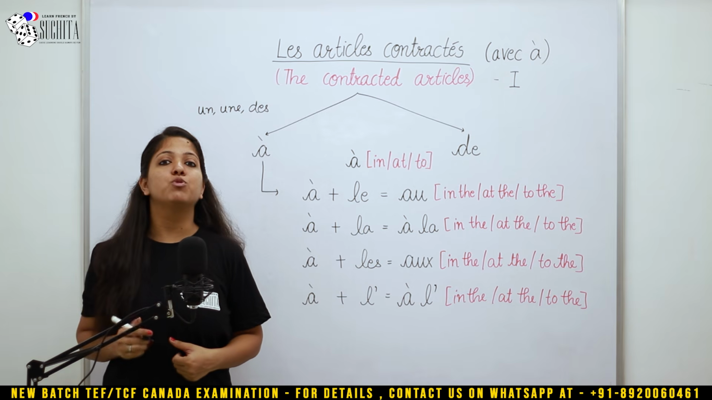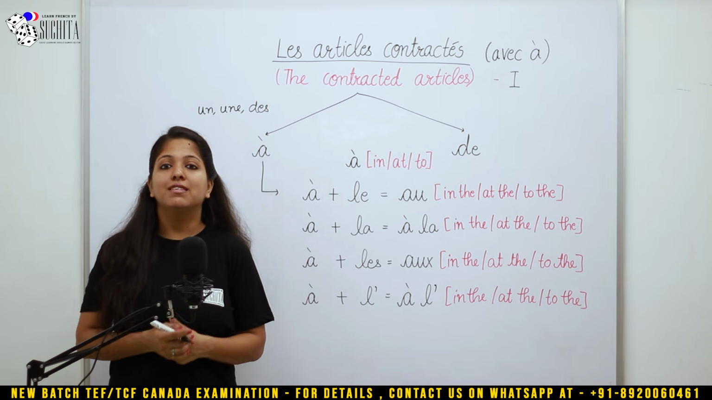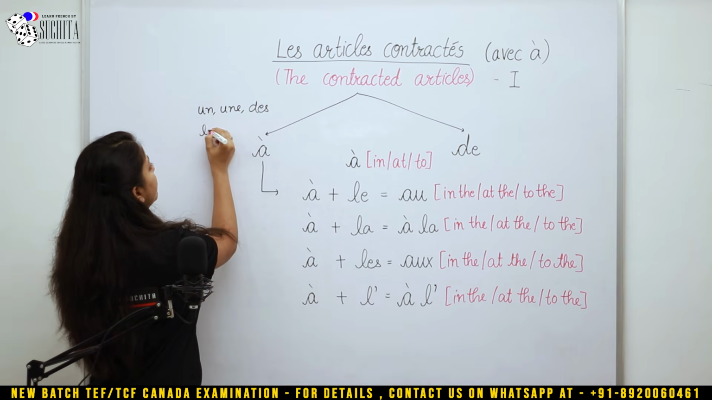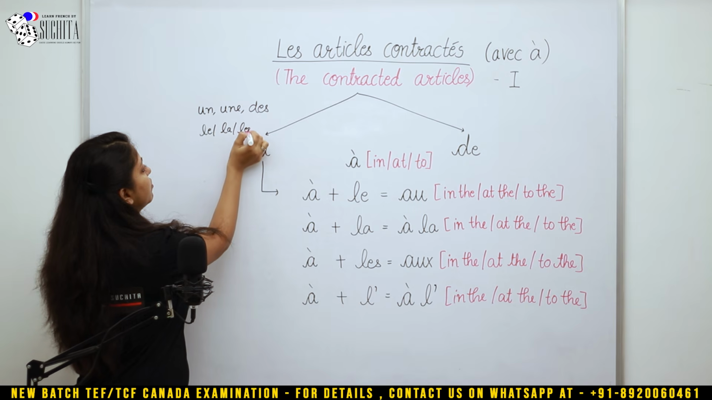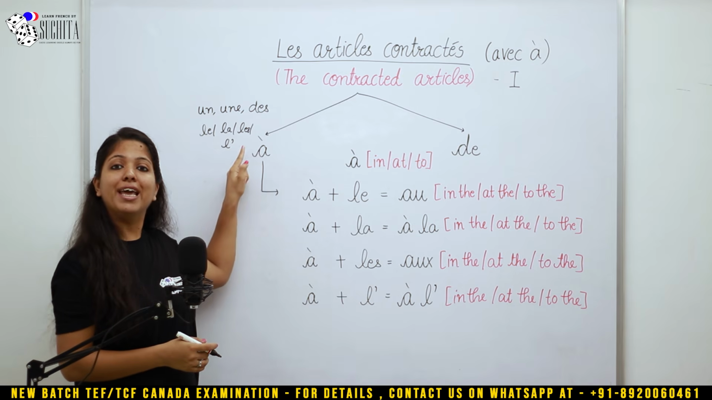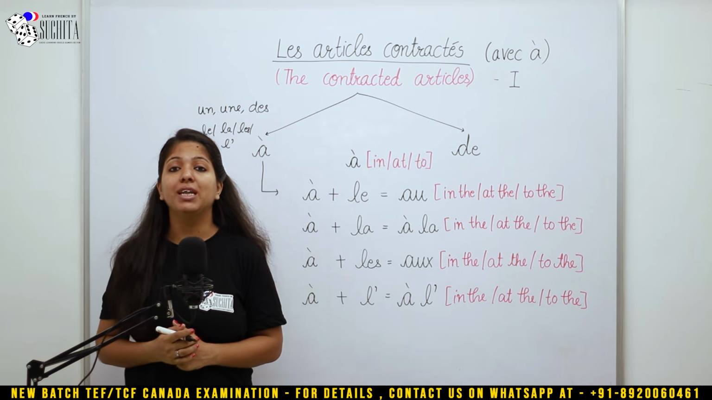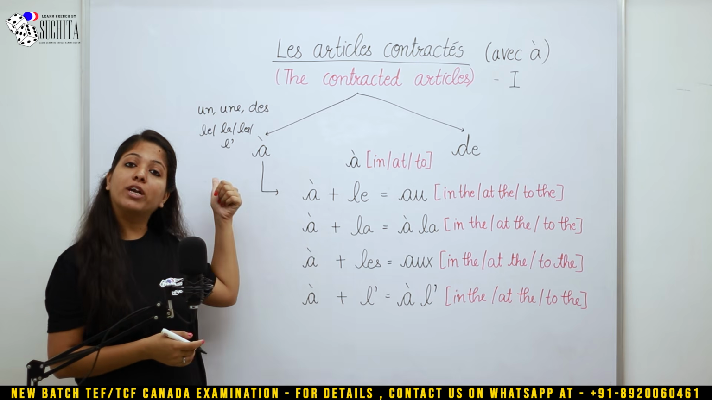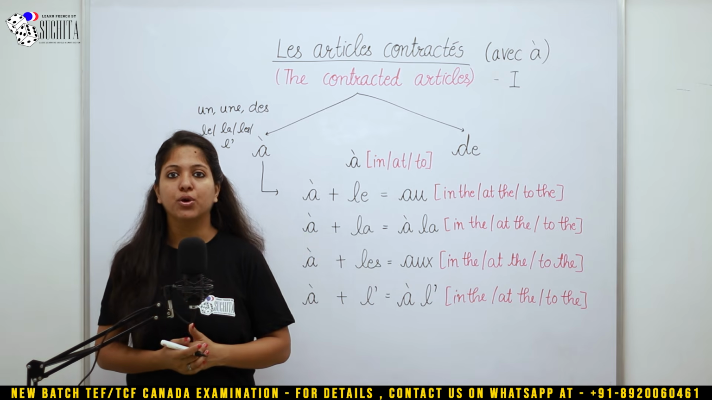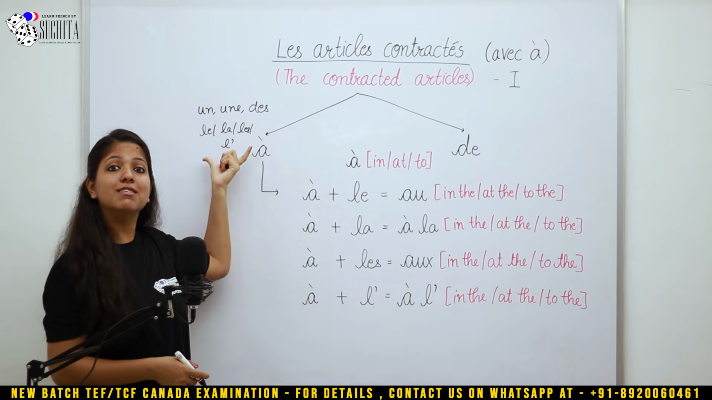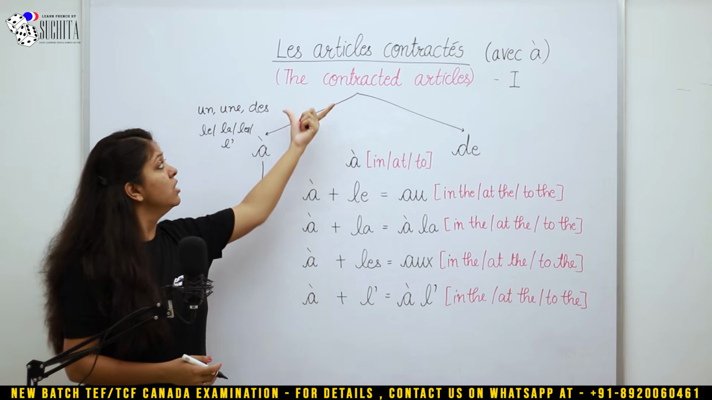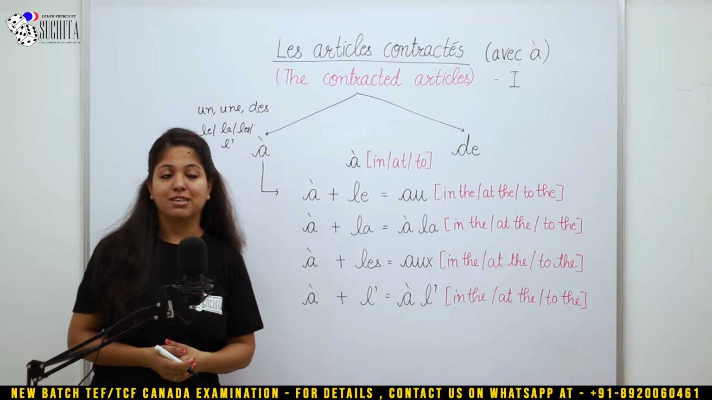Alors, deuxième type de article, là, c'est les articles définis. That means the definite articles. So the definite articles in French are le, la, les, et l'apostrophe, which all of them mean the. So if you do not know what are definite articles, I'm again dropping the link in the card above. You can watch that video and then come back here again. So these are indefinite articles and these are definite articles. But in this video, we are going to learn the third type of articles, which are the contracted articles.